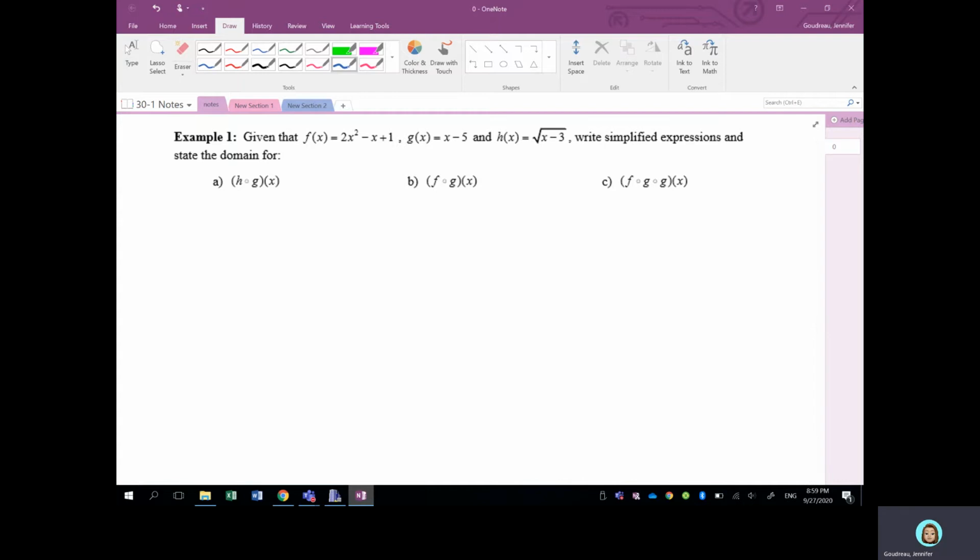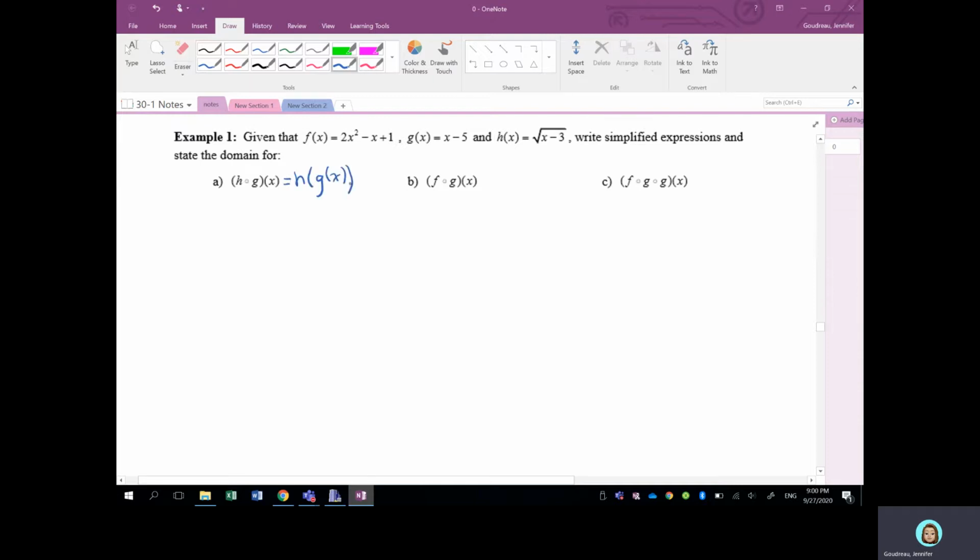Given that f at x is equal to the quadratic function 2x squared minus x plus 1, g at x is linear, x minus 5, and h at x is radical, the square root of x minus 3, write simplified expressions and state the domain for each. Okay, here's our first one: h at g at x. Again, note that the dot in the middle is open, which means we're not talking about multiplication. We are talking about a composite. Another way of writing this would be h of g of x.